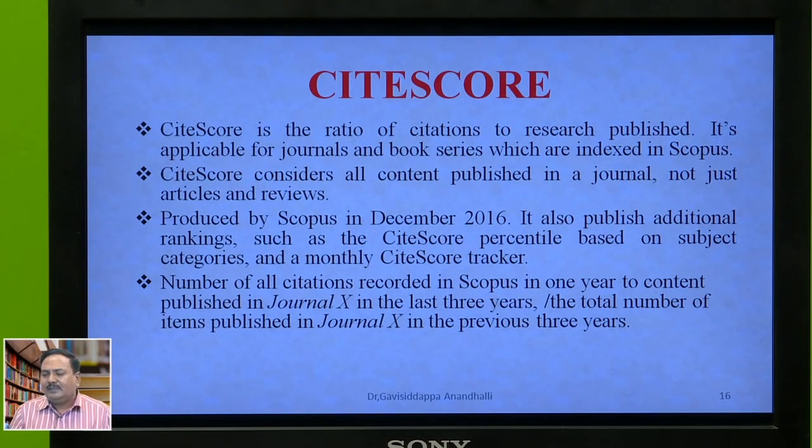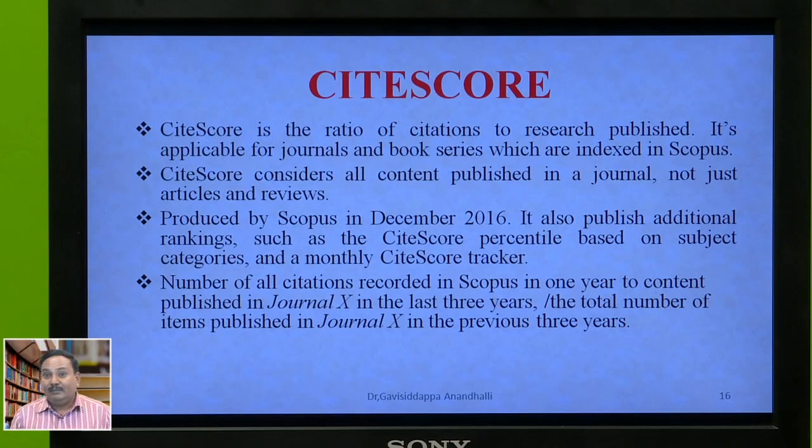It is applicable to journals and book series which are indexed in Scopus. CiteScore is one of the metrics or indicators designed in the Scopus database. Journals indexed in the Scopus database have their CiteScore developed and calculated. CiteScore considers all the content published in a journal, not just articles and reviews. Whatever you publish in the journal, it takes all into account.